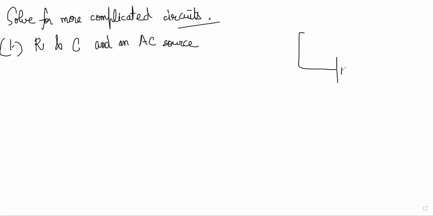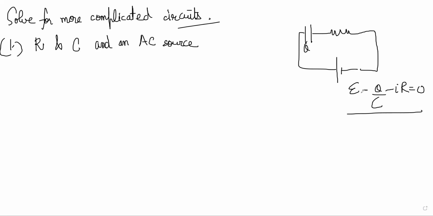We had a battery, and we put an uncharged capacitor and a resistor here, right? We knew what to do. Let's say at time t, charge q was collected here. You can say EMF minus q by C minus IR is zero, right? After that, you integrate this, because I is dq by dt.